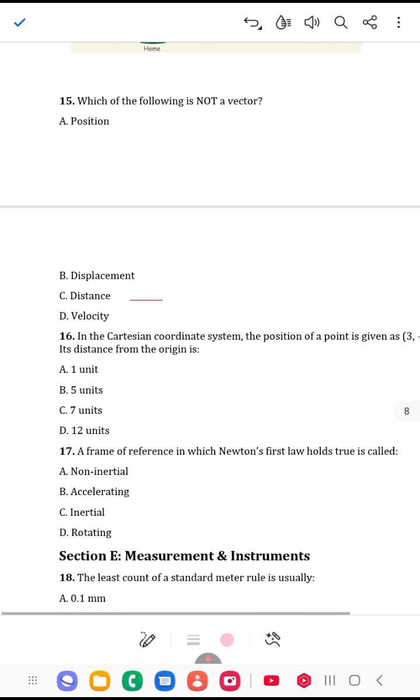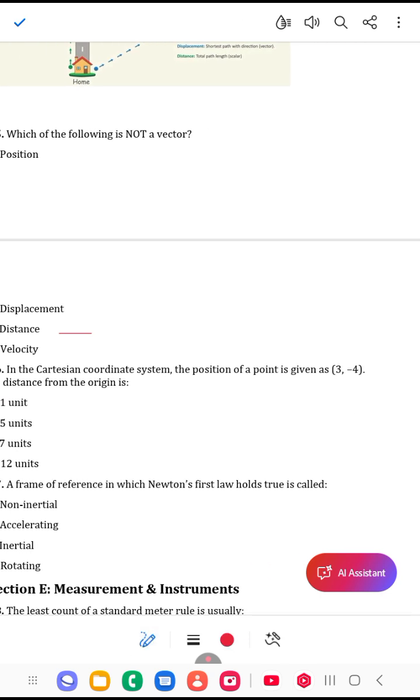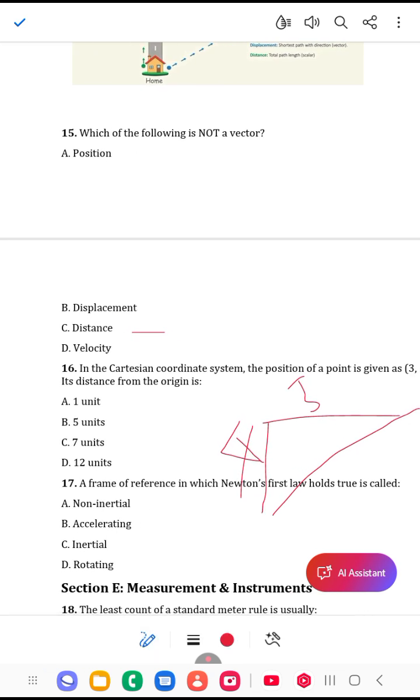So number 16. Okay, in a coordinate system, we should find the distance from the origin point. So let me show you the question. So we have our x-axis is +3 and our y-axis will be -4. So we should find the distance from the starting point. So this will be it. So this will be 3 and then this will be 4. So we just make use of Pythagoras theorem, 3 square plus 4 square, and that is 25. So the root of 25 is 5. So the answer here is B.